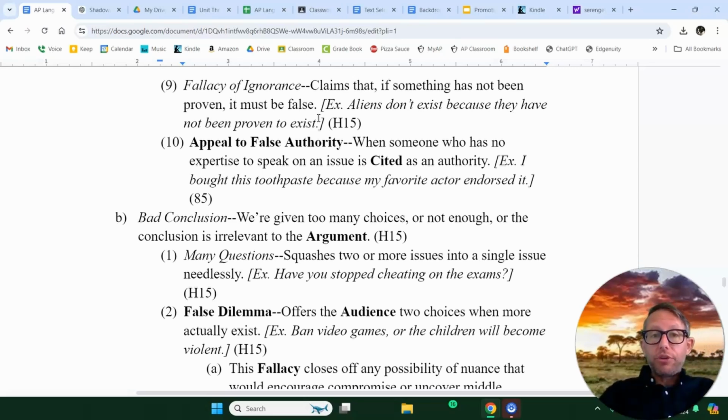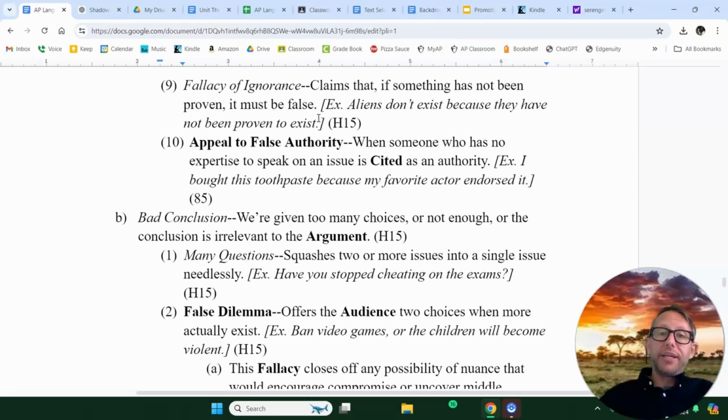We've got the fallacy of ignorance. Claims that if something has not been proven, it must be false, okay? So if you can't prove something, that doesn't automatically make it false. And now we'll be talking about sort of the opposite of that when we get into that whole concept of a non-testable hypothesis, which is sort of the complete contrary to that. But they're both relevant in this case.